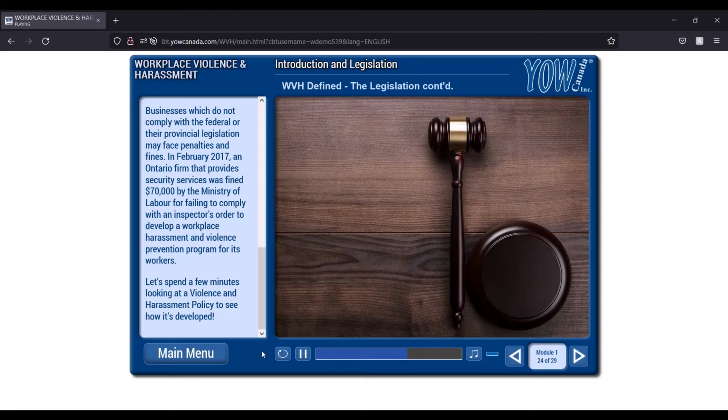Businesses which do not comply with the federal or their provincial legislation may face penalties and fines. In February 2017, an Ontario firm that provides security services was fined $70,000 by the Ministry of Labour for failing to comply with an inspector's order to develop a workplace harassment and violence prevention program for its workers. Let's spend a few minutes looking at a violence and harassment policy to see how it's developed.